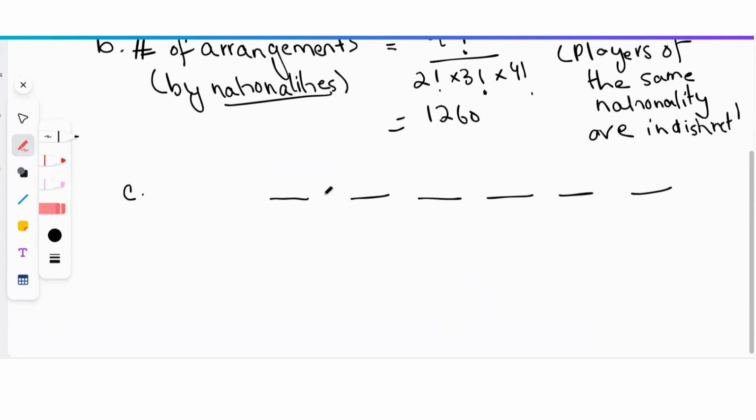Since we don't want any of the Europeans to stand next to each other, we'll make sure that these Europeans stand in the empty spaces between the remaining 6 players. So how many empty spaces do we have here? These are empty spaces. The dashes represent the 6 players other than the 3 Europeans. And because we do not want the 3 Europeans to stand next to each other, we will make sure they stand in the empty spaces between the remaining 6 players. So these are the spaces where the 3 Europeans can stand.